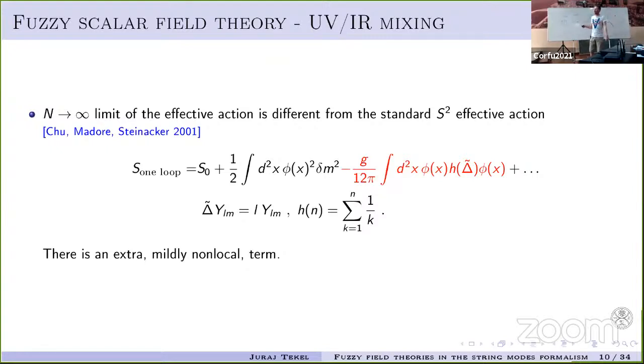The underlying sphere forgets about its fuzzy origin, but the one loop effective action remembers it came as a limit of fuzzy action. There's this term that doesn't vanish in the commutative limit. It's a mildly non-local term, which cannot be cancelled by any local counter term and leads to a non-local theory that is not renormalizable.